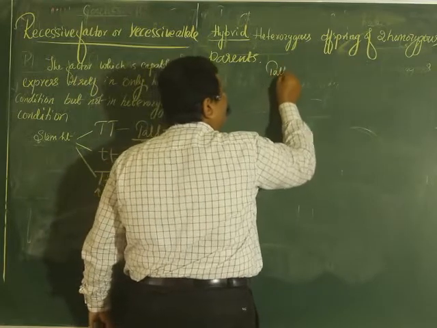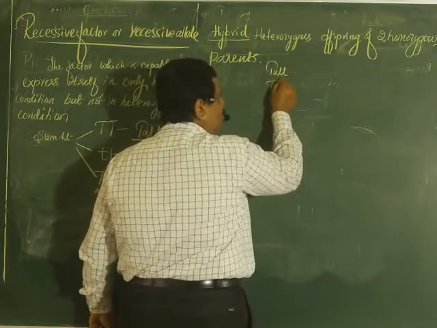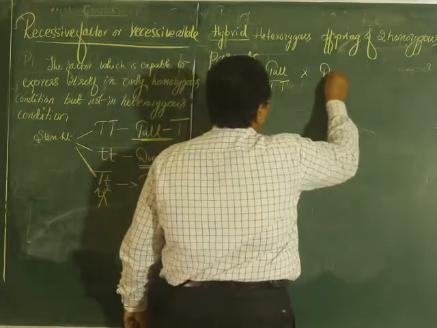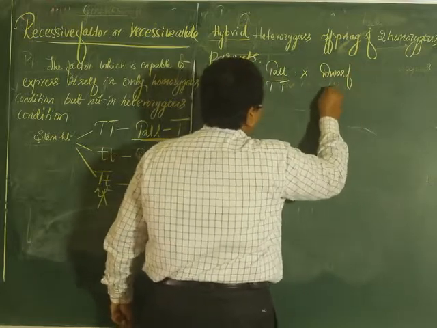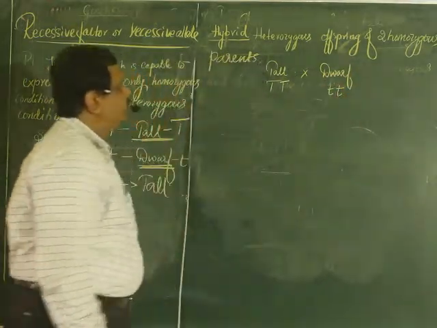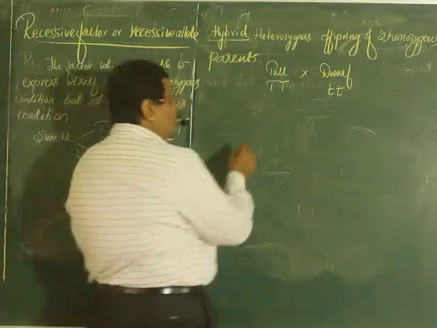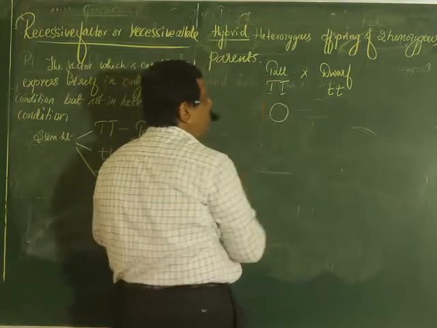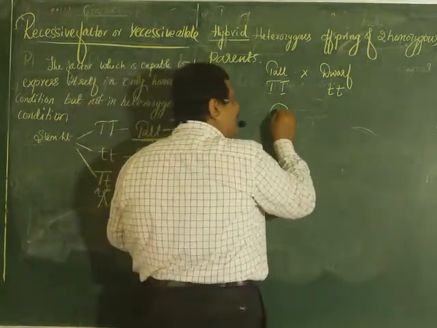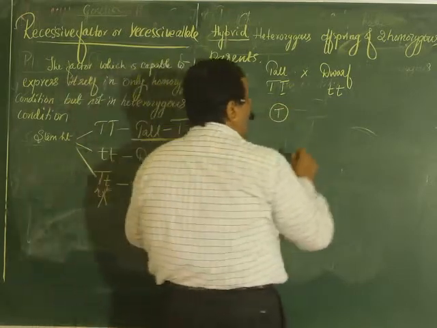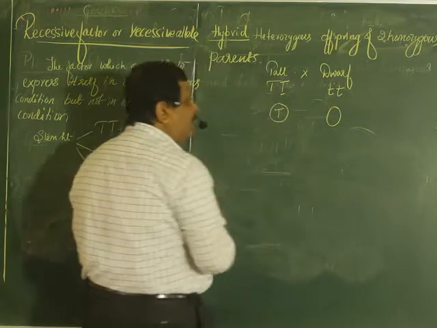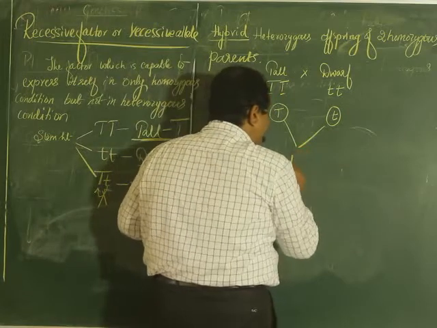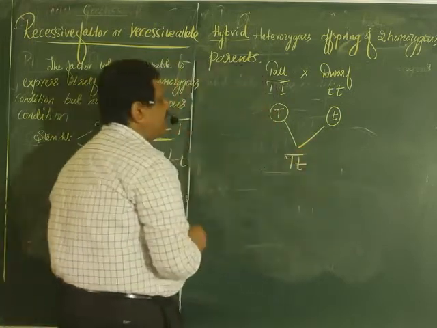Tall, homozygous parent, so both the alleles should be capital T, capital T. Dwarf, both are small t, small t. Now in the gametes, only one allele should come because they are haploid, half of this. There are two capital T's. Half of this means how many T should come here? One capital T. Another gamete, out of two t's, how many should come here? One t. So these two together form capital T, small t.